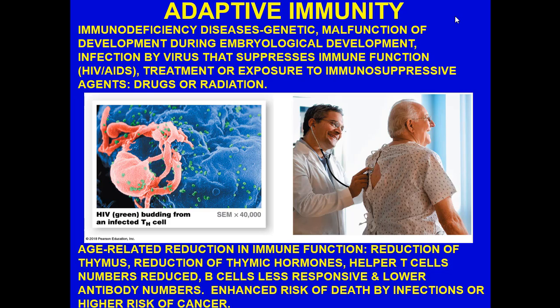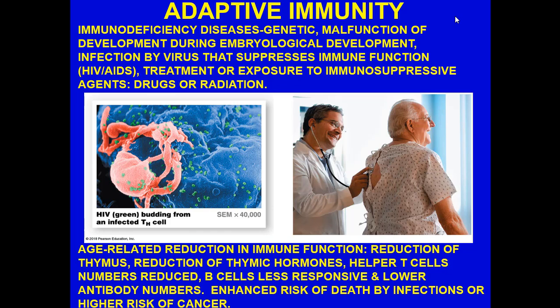Finally, you have the age-related reduction in immune function. As we get older, you will have a reduction in the thymus. We've talked about this. The thymus will, after puberty, begin to atrophy. You will have the cells being replaced by more connective tissue and fatty tissue. As a result, we'll also see a reduction in thymic hormones, and the helper T cell numbers are reduced. The B cells are less responsive, and you have lower antibody numbers. There is, later on in life, an enhanced risk of death by infections or a higher risk of cancer.